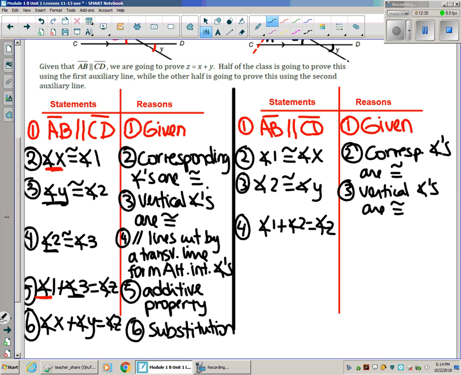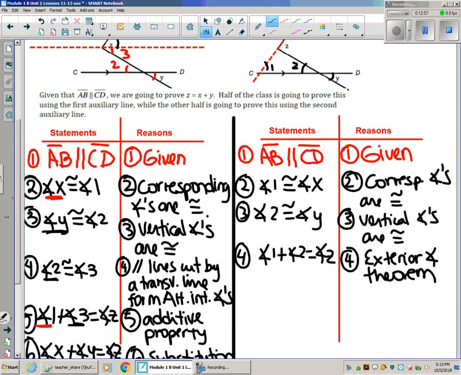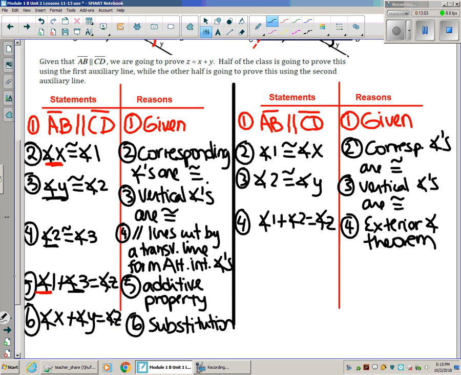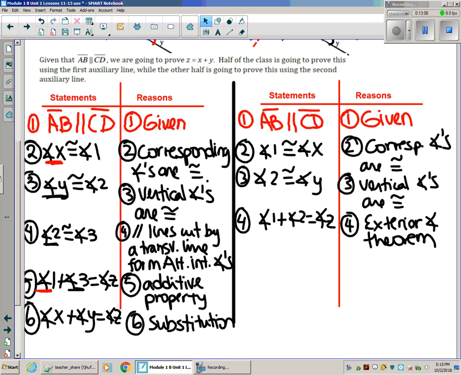And the reason is the exterior angle theorem. Alright, so now that I know that those two angles, when you add them, give you the opposite exterior angle, now all I have to do is notice that angle 1 and angle 2 could be called differently.